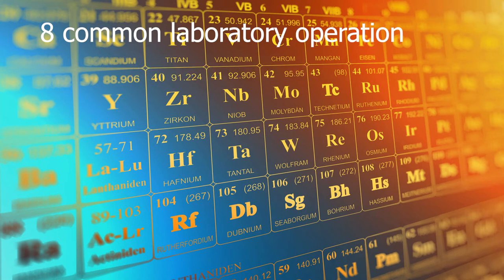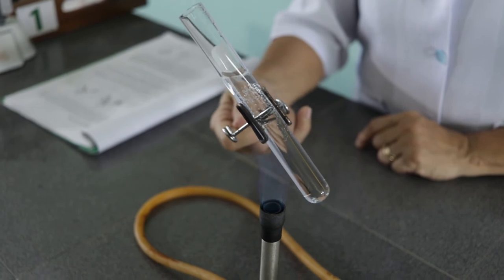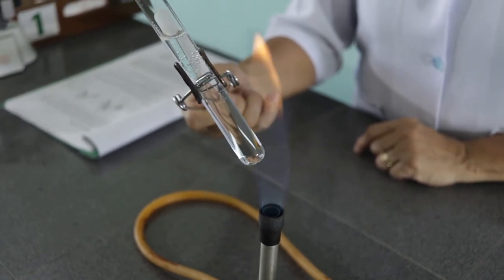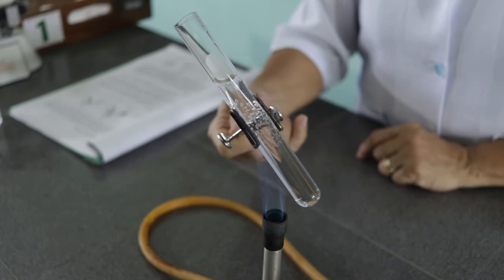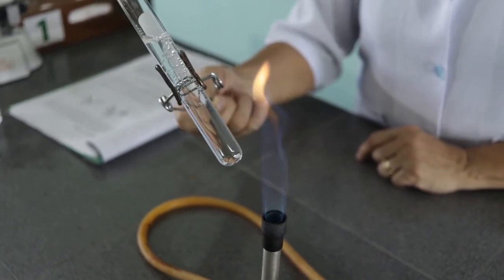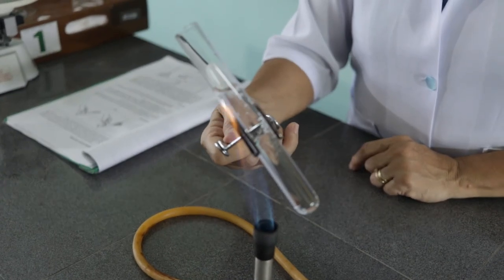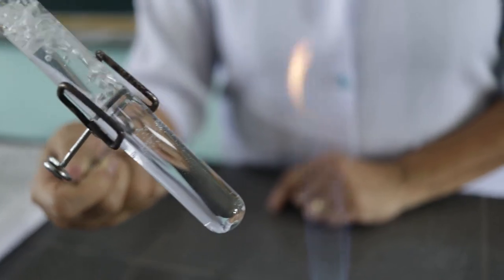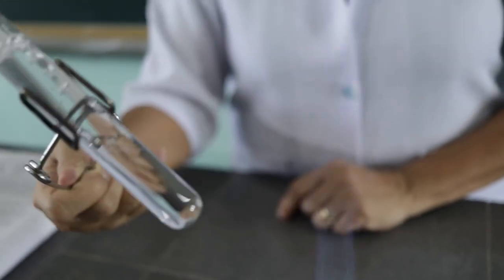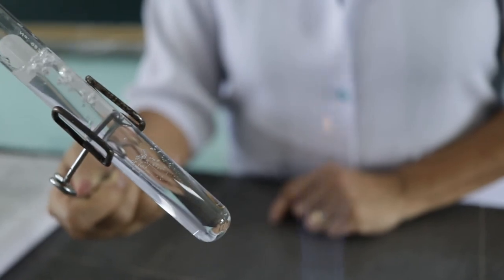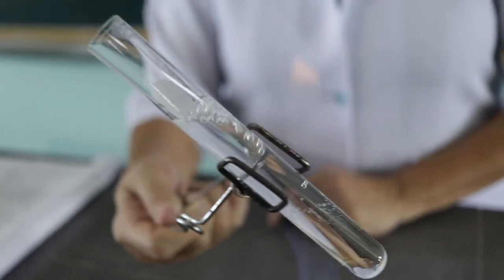The fourth laboratory operation is heating liquids in a test tube. In heating liquids inside a test tube, you have to hold the test tube with a test tube holder, then heat the upper part of the liquid without heating the empty part, and bring the test tube back and forth over the flame positioned at a 45-degree angle with the flame, and the open end of the test tube should not be pointed to anybody.